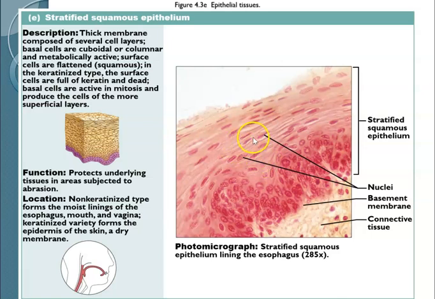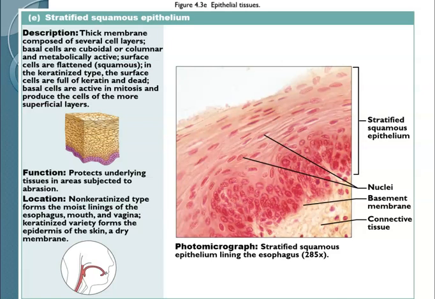The best place to see the beautiful squamous is a little bit higher up rather than here. Here I'm dividing mitotically active cells. They're going to push their way up. In terms of location, it's in our oral cavity, esophagus, anus, vagina.